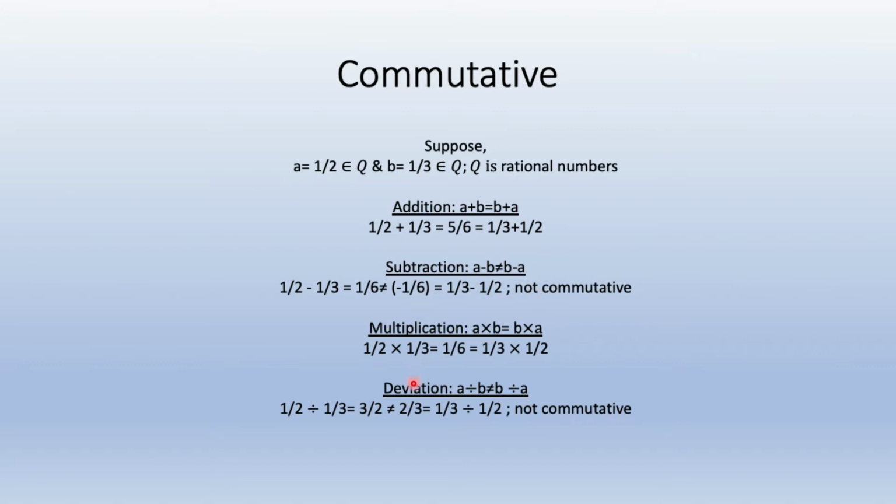Same process we will follow for the division part. Left hand side, A divided by B means 1 by 2 divided by 1 by 3. We are getting 3 by 2. And from the right hand side, 1 by 3 divided by 1 by 2, it gives us 2 by 3. So both numbers are not equal. So rational numbers are not commutative under division.